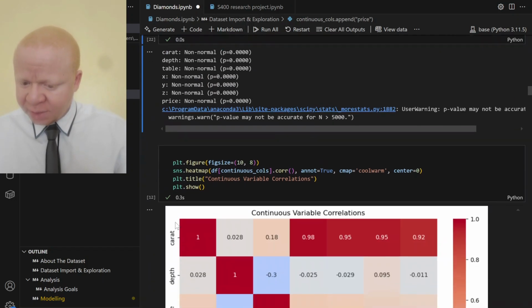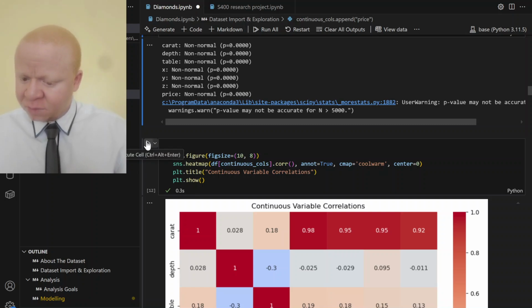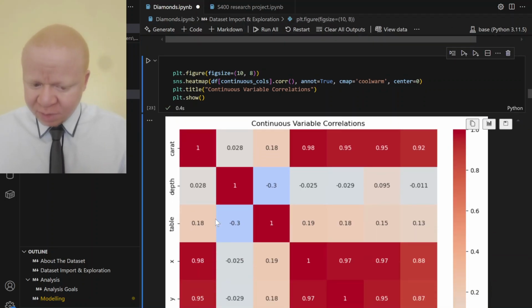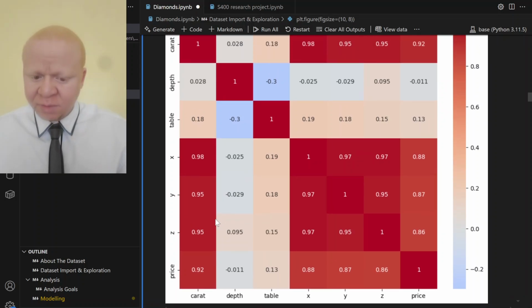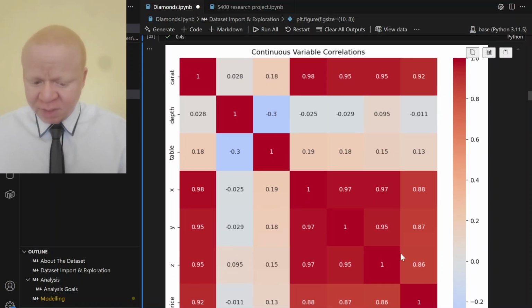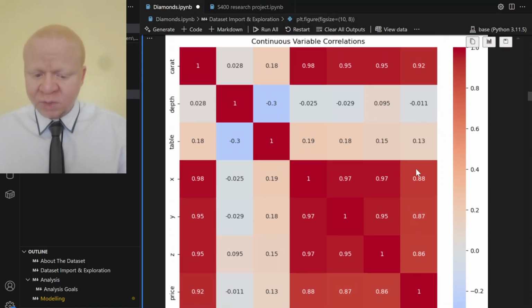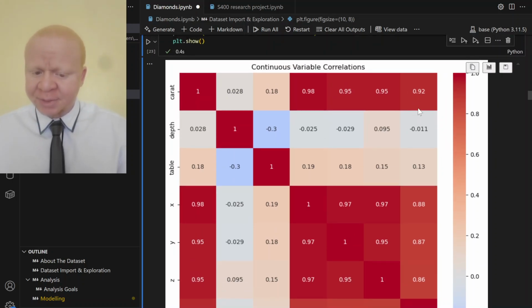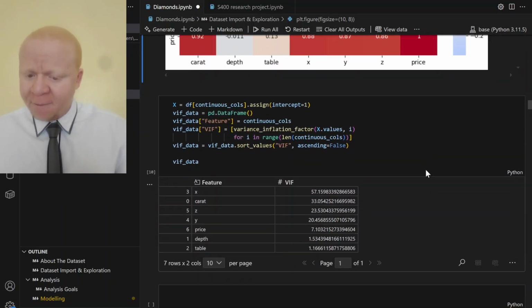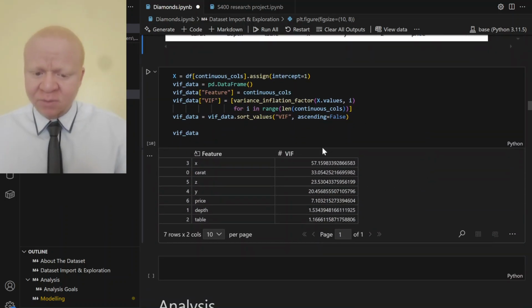Now let's do the correlation plot. This is the correlation plot for the continuous variables, and since price is the main target variable here, we looked at it, and it's correlated to X, Y, Z as well as the carat, but it's not so correlated with depth and table. Having seen those high correlation numbers, I did a multicollinearity test, and most of them were greater than 10 except price, depth, and table.